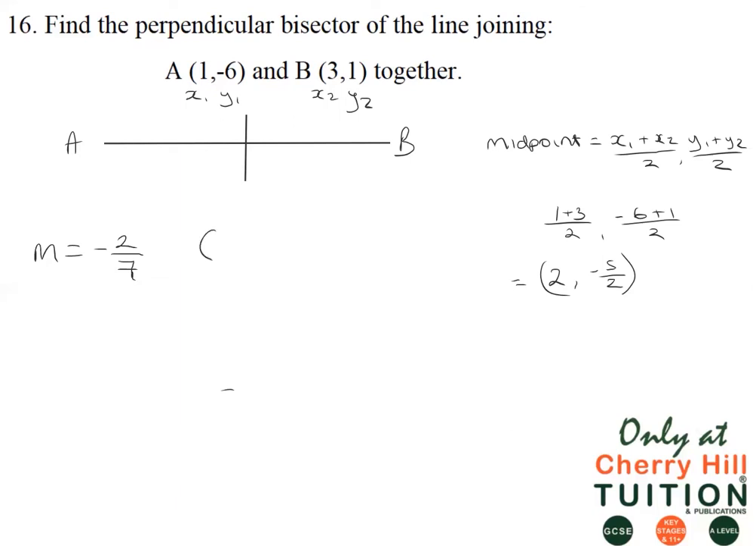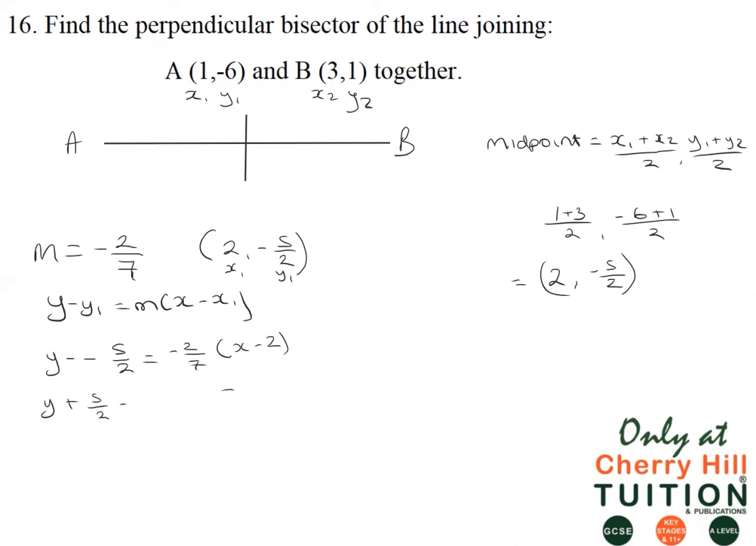And we also have a coordinate of point lying on the perpendicular bisector. And now using this equation, we can work out our equation of the perpendicular bisector. So this is x1 and this is y1. So y minus 5 over 2 is equal to minus 2 over 7 brackets x minus 2. And now we just expand and simplify. So y plus 5 over 2 is equal to minus 2 over 7x. And then we multiply minus 2 over 7 by minus 2, which gives us plus 4 over 7.